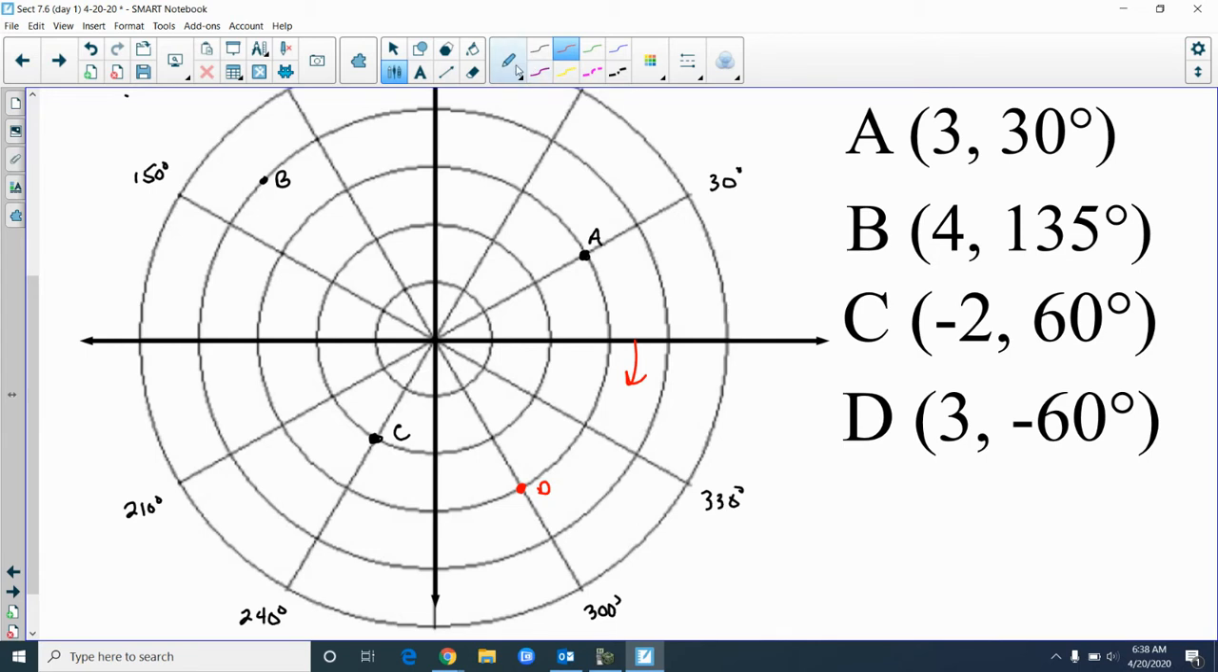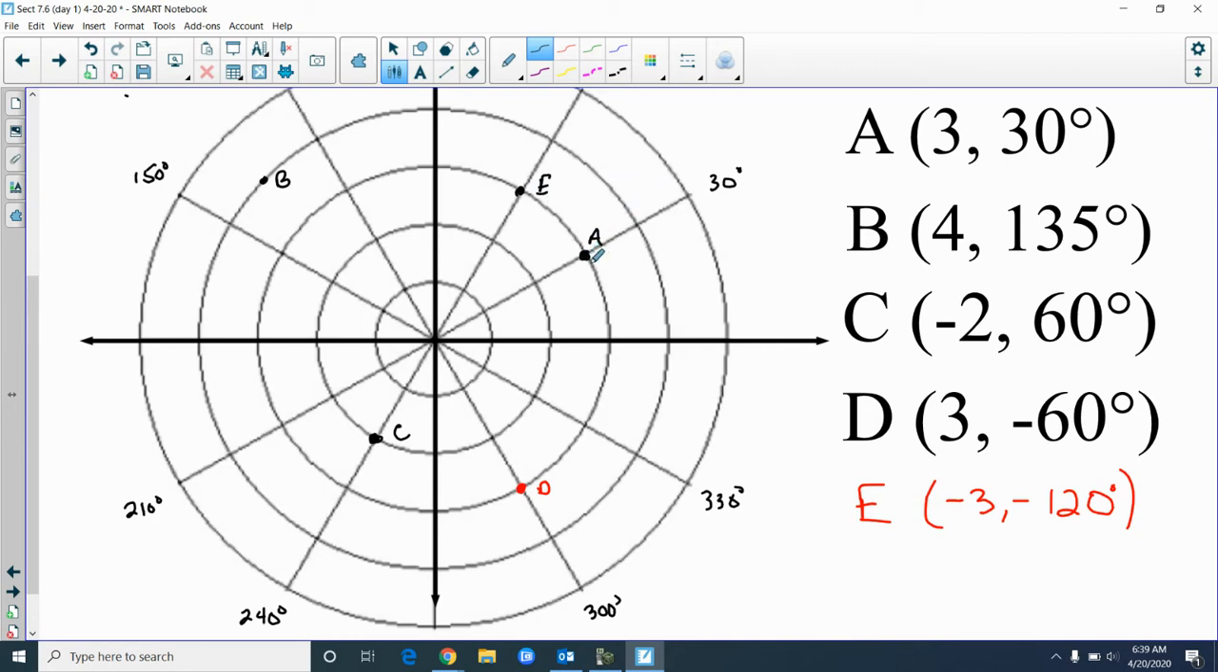Now, since we're on video, it's a little bit harder to explain. I'm going to do one more before we get to the next part. I'm going to do E. And what if they're both negative? What if I get negative 3, negative 120? Okay, here's how we graph that. Go to the angle first. So we go negative 120. So there's 30, 60, 90, negative 120, and we are at 3. Now, the negative 3 makes me go back through the origin. And I go to this spot here.